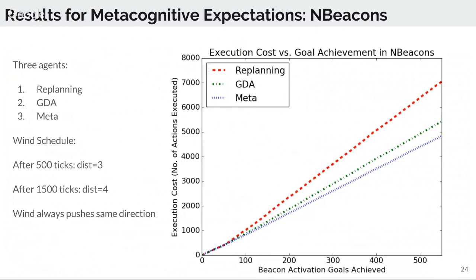And then wind starts blowing, the replanning agent gets stuck, and it's taking a lot of time because it's executing the rest of its plan, and then it's like, oh, I'm stuck. The GDA agent responds faster. The agent with the metacognitive expectations will update its planning operator so that it knows when it's going to move east, the wind is going to blow it, and it starts avoiding the sand pits after that. So this is one situation where, in domains that change over time, there's a benefit.